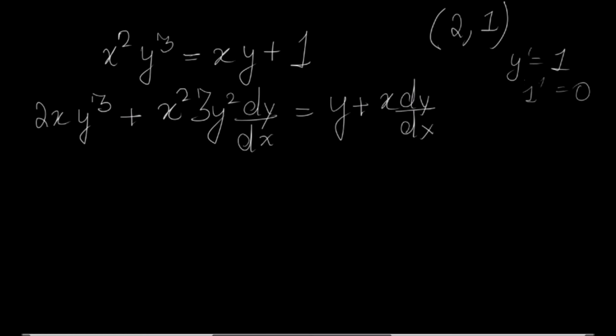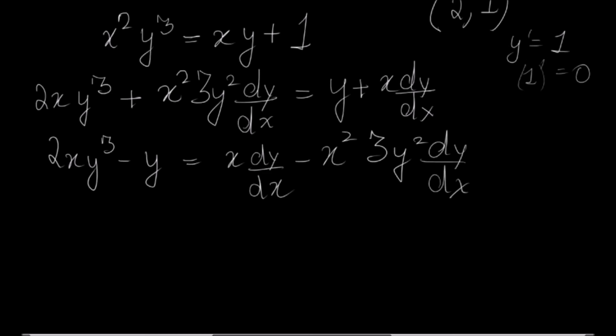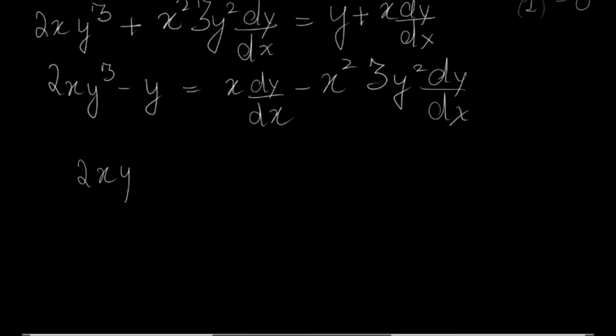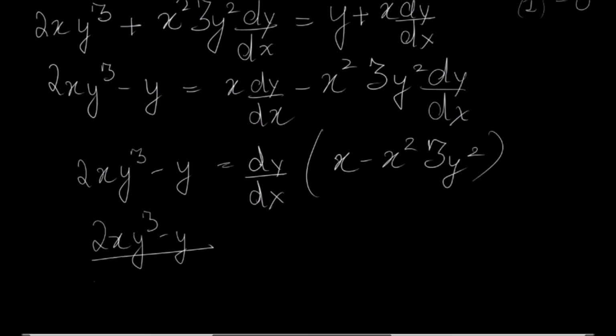And now what we have to do is isolate dy over dx. We're going to first bring everything that has dy over dx multiplying with it to one side, and then factor out dy over dx. And then divide the term on the left-hand side by the term on the right-hand side and leave dy over dx on one side. We have a function for dy over dx.